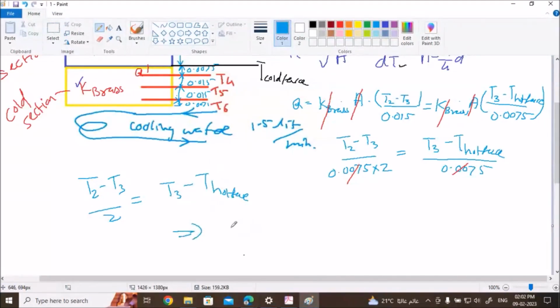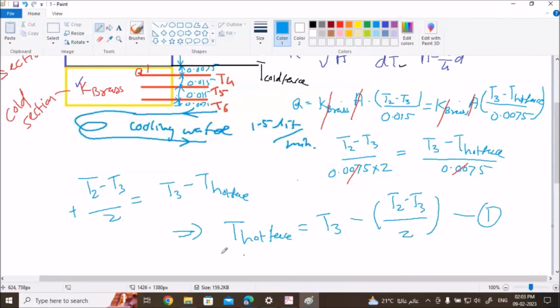So I can write for T hot phase: it is equal to, this goes to that side, so it becomes plus. Now T3 as it is. Now this comes in a bracket as a single term with a minus, because here it is a plus. It will become T3 minus T2 minus T3 divided by 2. This is the first equation.